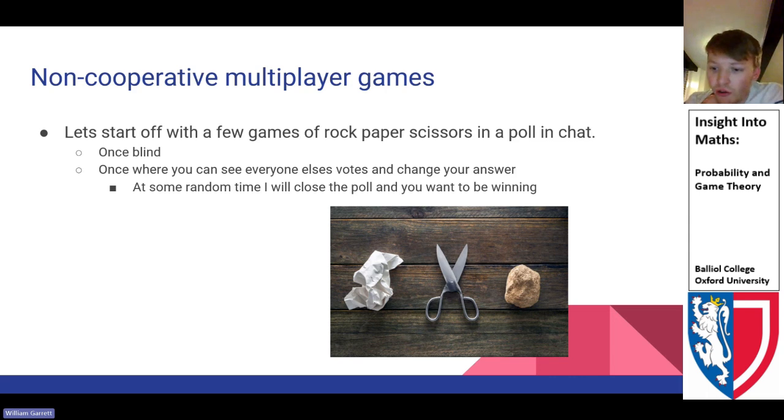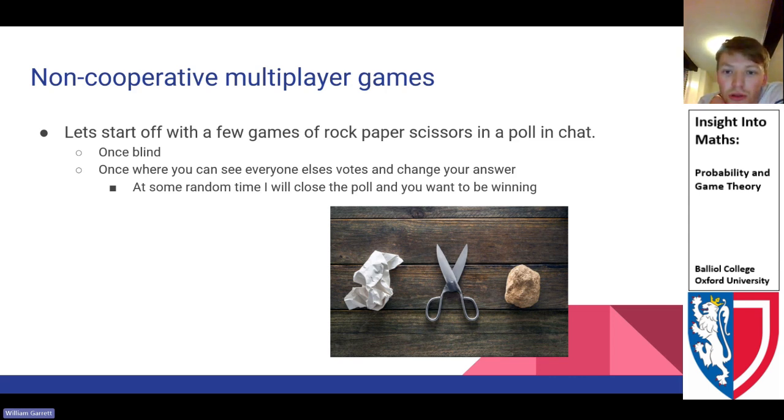What I'd like to start off by doing is to play a game of rock, paper, scissors. If everyone can go to the chat, there should be a poll sitting in the meeting chat. It just says rock, paper, scissors, and there are three choices. Let me know if you can't see the poll. No one can see it? Okay, great. I'll create a new poll then.